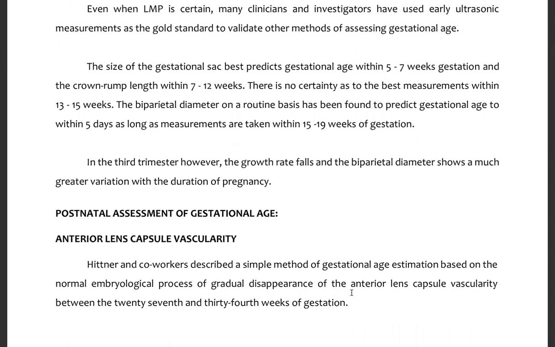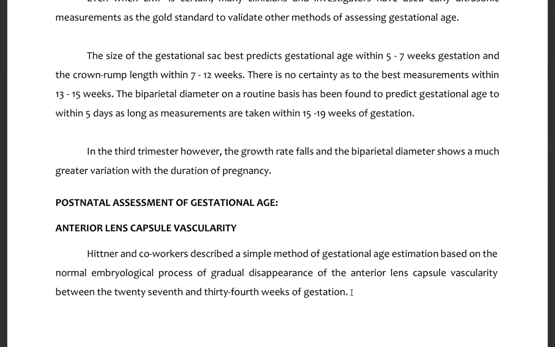So once the baby is born, suppose the mother is not aware of her gestational age, the main thing we use is the extended new Ballard scoring system. That is what is routinely used in our hospital. So we should know the names of other ways of gestational assessment, not necessarily completely in detail. One most traditionally used method is anterior lens capsule vascularity.